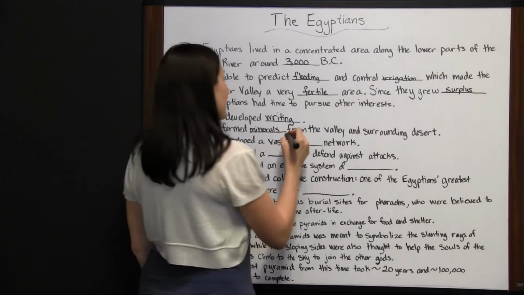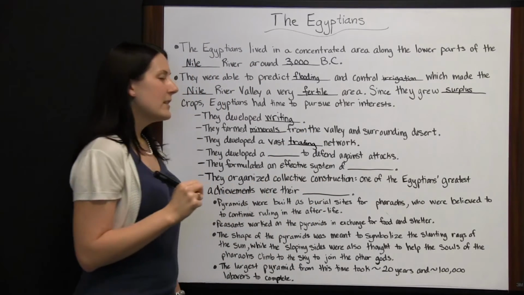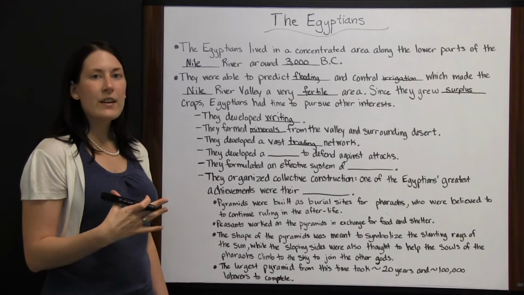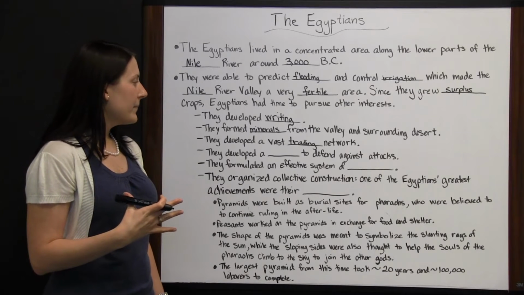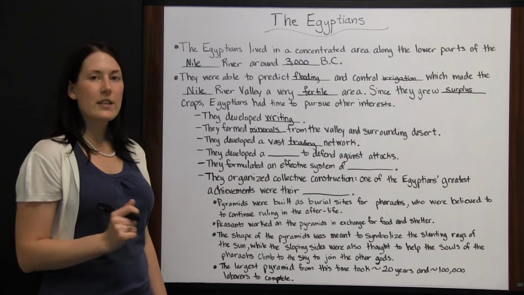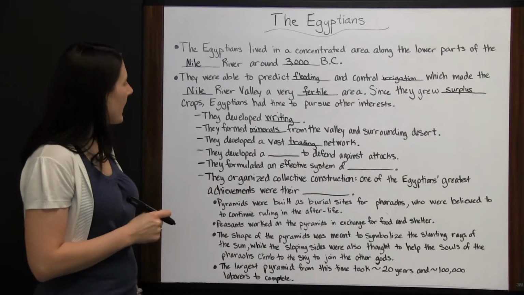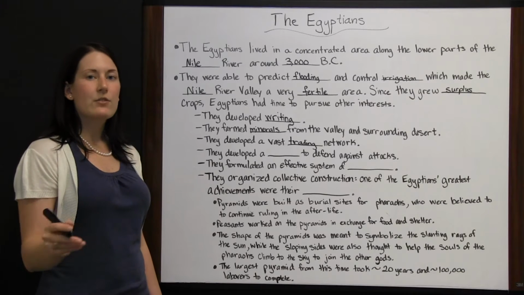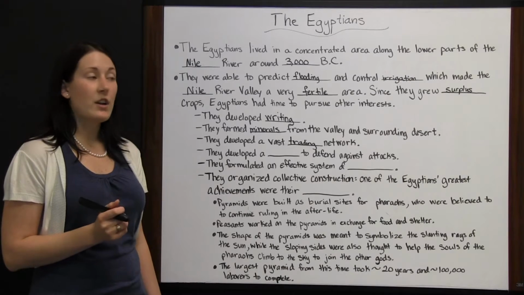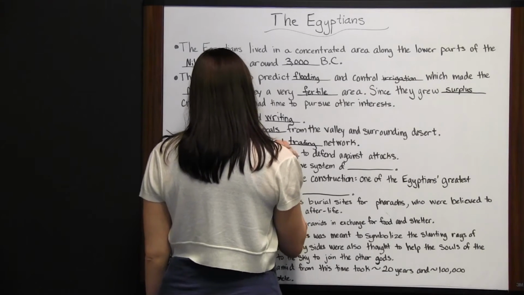They developed a vast trading network. So they have all this extra food, they've got these minerals, they can write, they can make jewelry, pottery. They had a lot of art, and their art and architecture were modeled throughout other civilizations in the surrounding areas as the Egyptians developed more and more. So they had a vast trading network. They would trade very far away from where they lived, and people would come from far away to trade with them. They developed a military to defend against attacks.